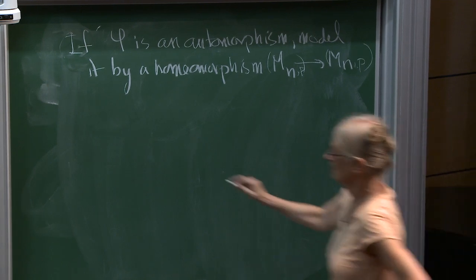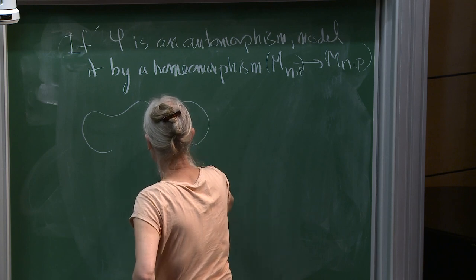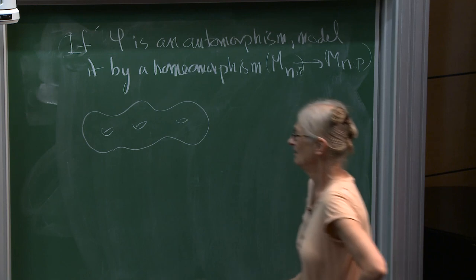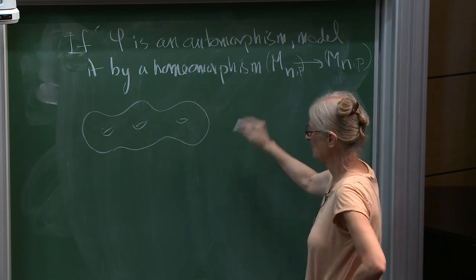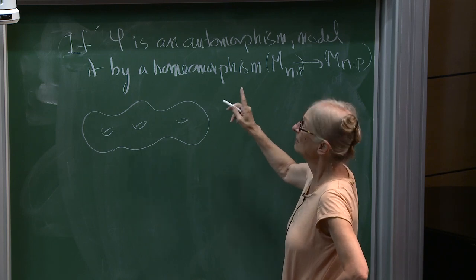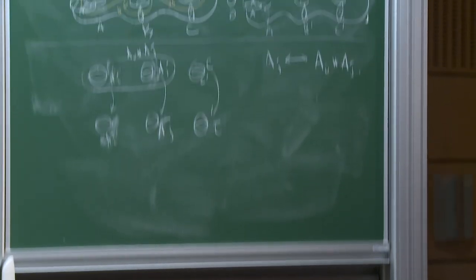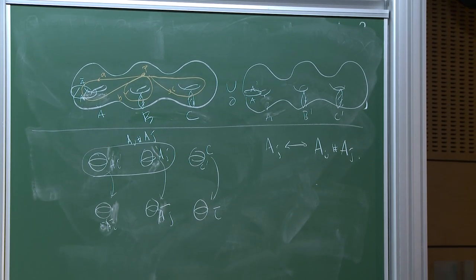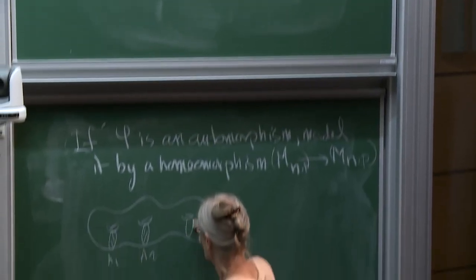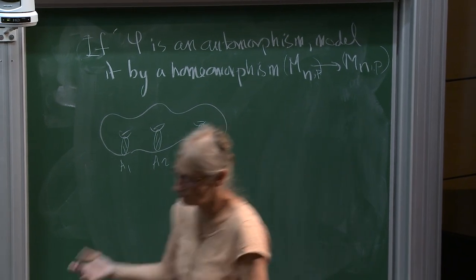Okay, so here's my Mn. I'm only drawing half of it. And I've got some homeomorphism. I want to draw the picture I've been drawing up there. Namely, I'm going to redraw exactly the same picture. I'm going to choose n spheres and choose a dual basis.